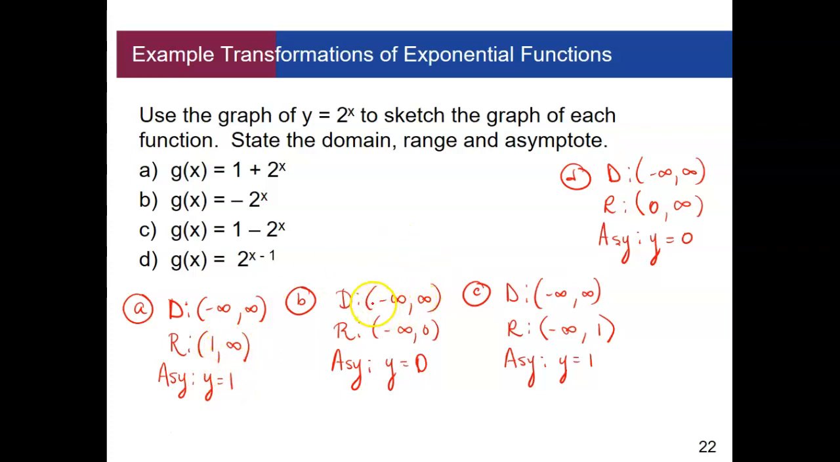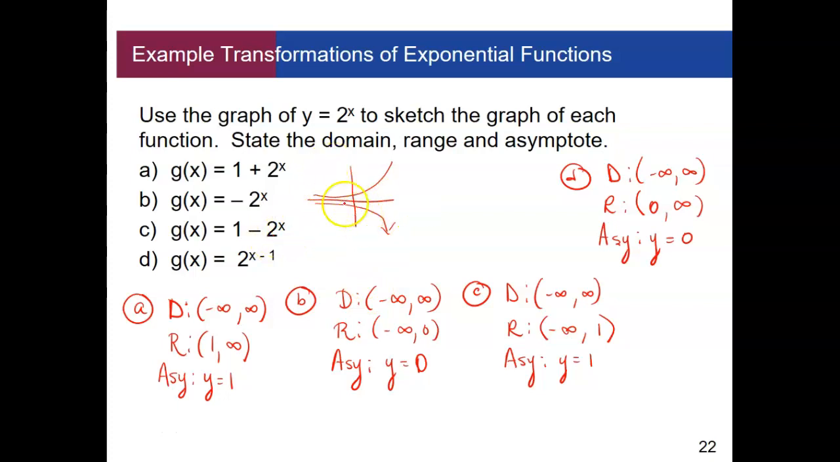For the domain on the next one, it's again all real numbers. This one is a reflection in the x-axis. So instead of a graph that looks like this, it's actually going to be looking like this, reflected in the x-axis. So therefore, the domain would be negative infinity to positive infinity. The range is going to be negative infinity to 0. We're going to have that horizontal asymptote here at 0.